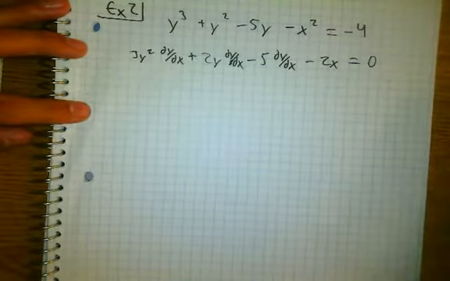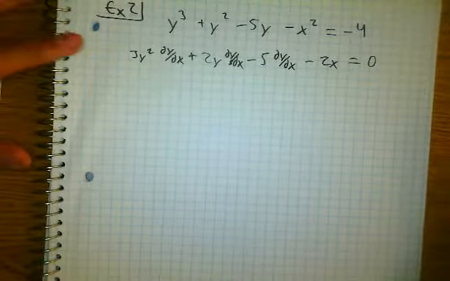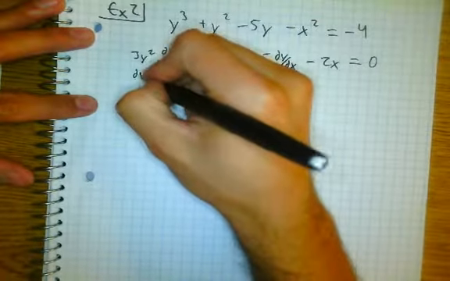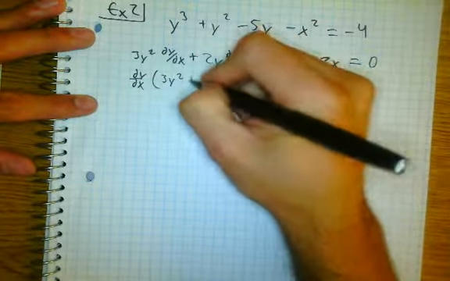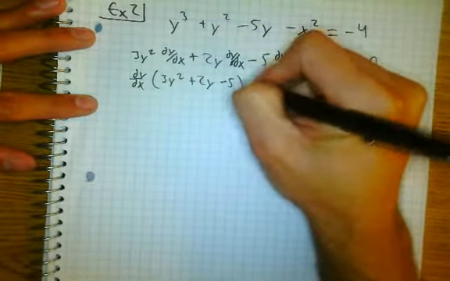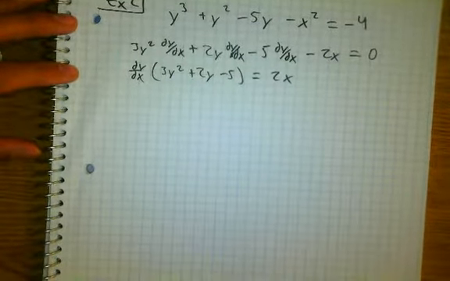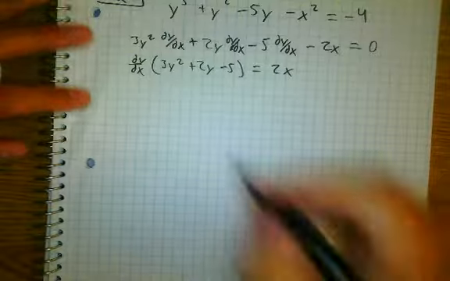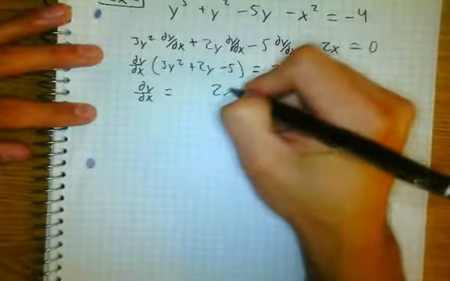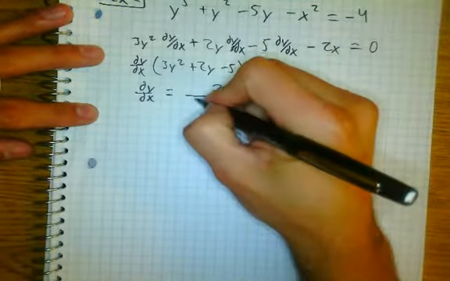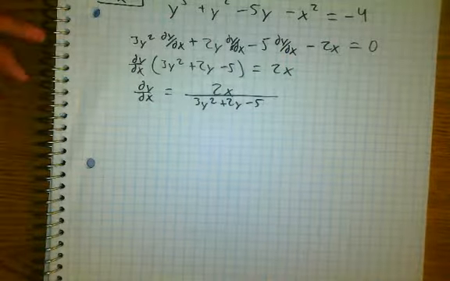What do I do next? You take all your dy dx terms and move them to one side. Cool. Can I take a few steps in one? Are you going to be okay with that? Can I rewrite this as dy over dx times 3y squared plus 2y minus 5 is equal to 2x? Are you guys okay with what I did there? Two steps in one. What's your derivative? 2x over 3y squared plus 2y minus 5.